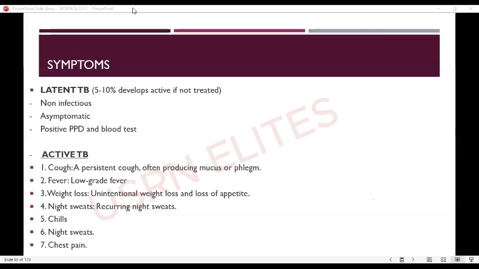Then two, fever. Their fever is a low-grade fever. Please, in TB, their fever is a low-grade fever, not a high-grade fever. So you check their temperature and sometimes it's just a little above normal. They don't really go high. It is a low-grade fever.